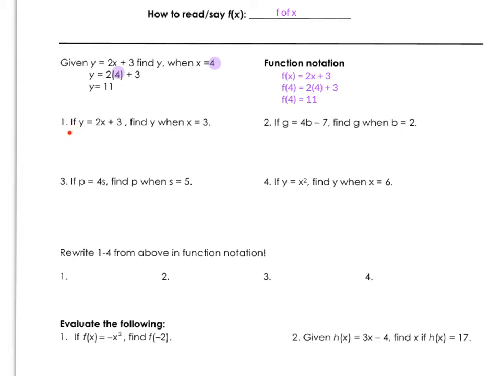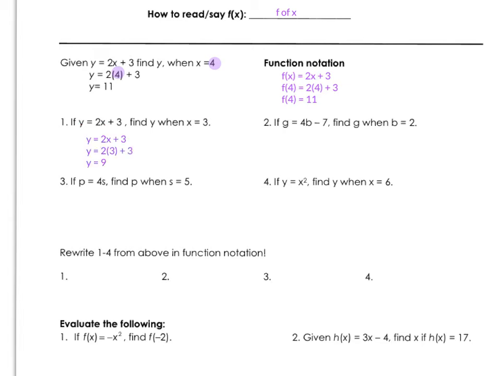So this first one: if y equals 2x plus 3, find y when x equals 3. So here you can see it's the same equation, but what we're doing is subbing in a different x value. I'm going to leave that as y equals, but you could write it with the f of x if you wanted to. That's function notation. Since it didn't make me, I'm just going to rewrite y equals, but in place of the x, I'm going to sub in a 3.